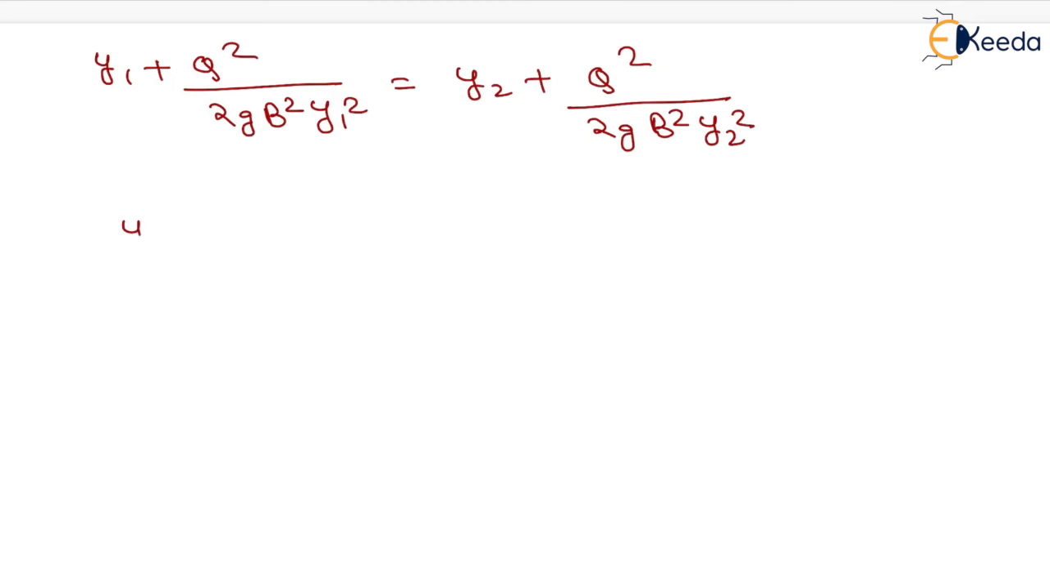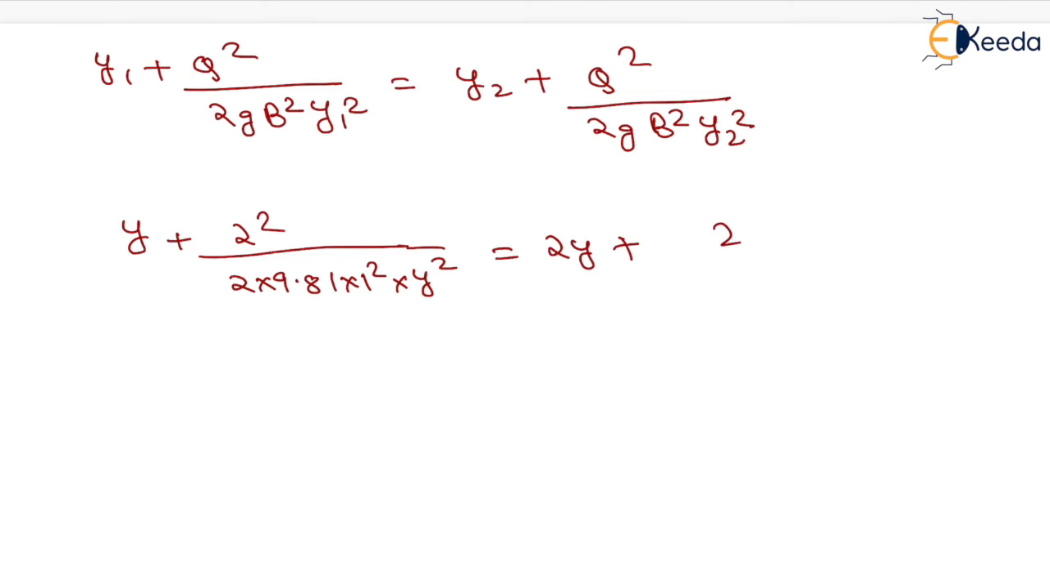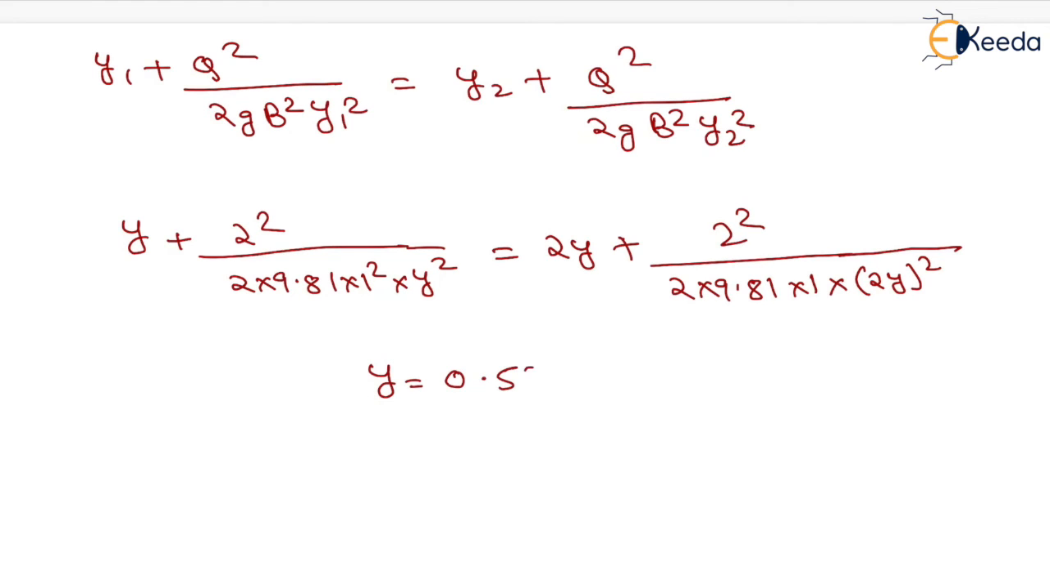Now, after putting the values, we will have y plus 2 square upon 2 into 9.81 into 1 square into y square will be equal to 2y plus 2 square upon 2 into 9.81 into 1 into 2y whole square. After solving this, we will have y equal to 0.534.